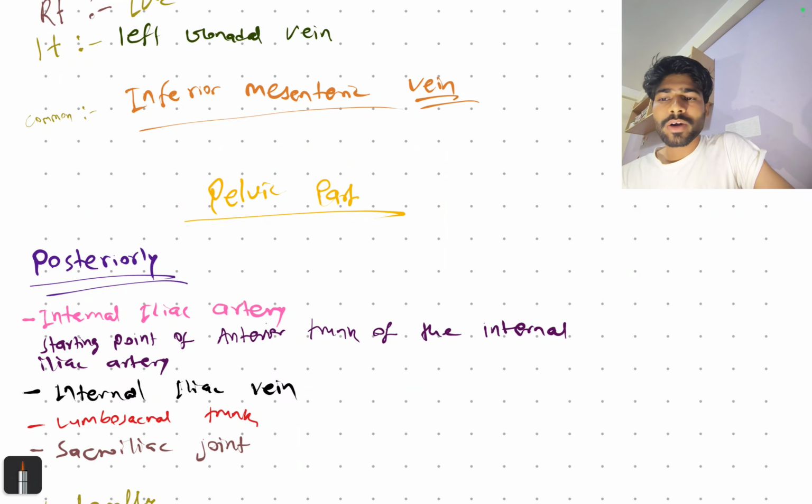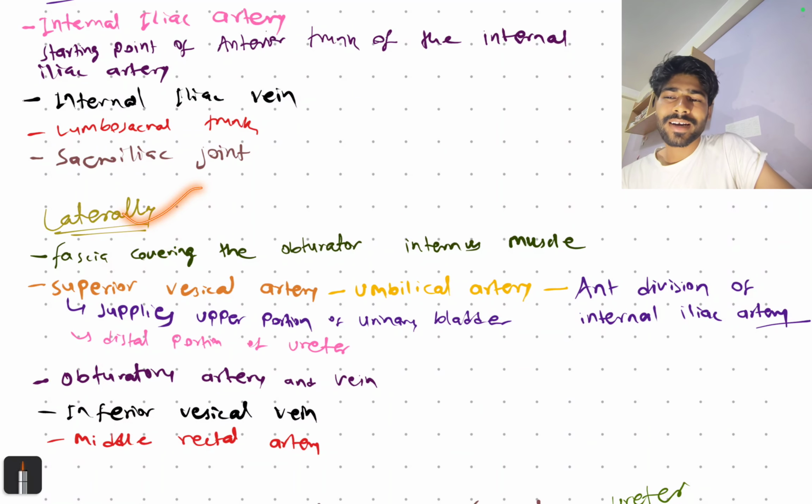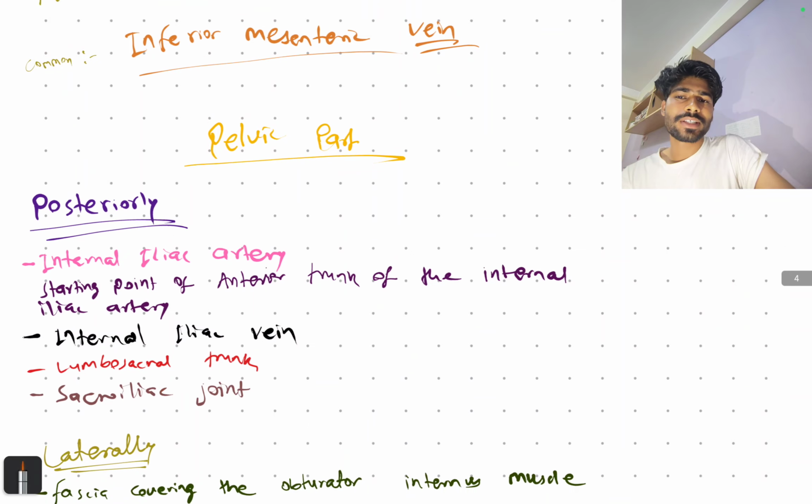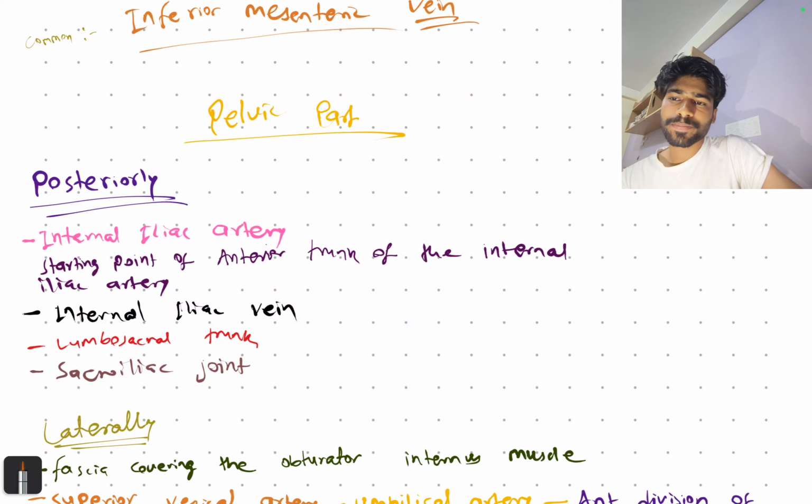In the pelvic part we have to learn the posterior relation and then the lateral relation. These two relations are important in the pelvic part. Posteriorly there is the internal iliac artery, internal iliac vein, lumbosacral trunk, and sacroiliac joint. What are those? Internal iliac artery, internal iliac vein, lumbosacral trunk, and sacroiliac joint.